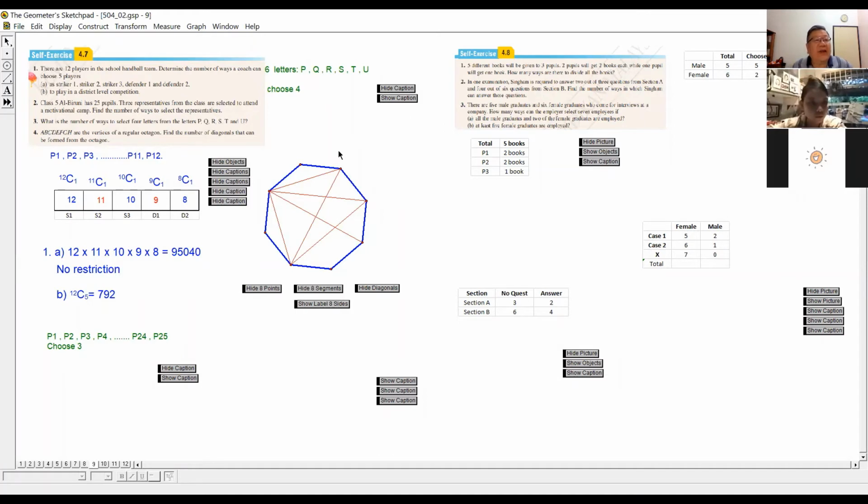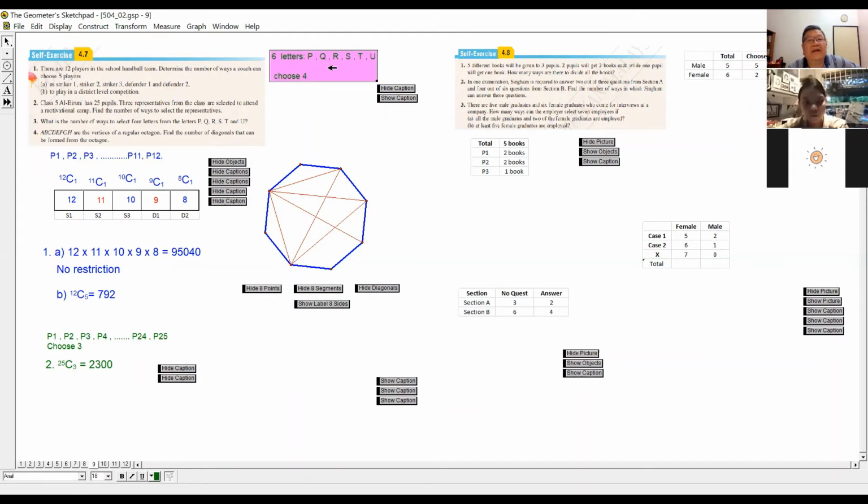How many? 25 students. Then you want to select 3. Correct, 25C3, right? Very easy. So the answer is 25C3. You can use the scientific calculator and get the answer, right?